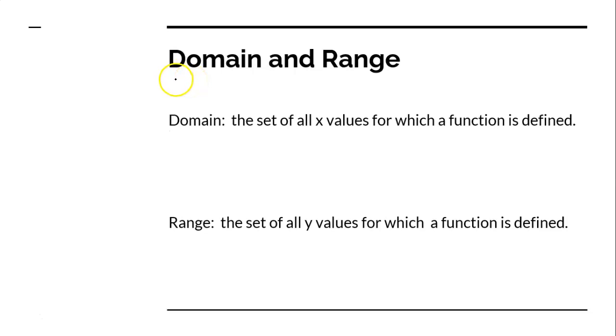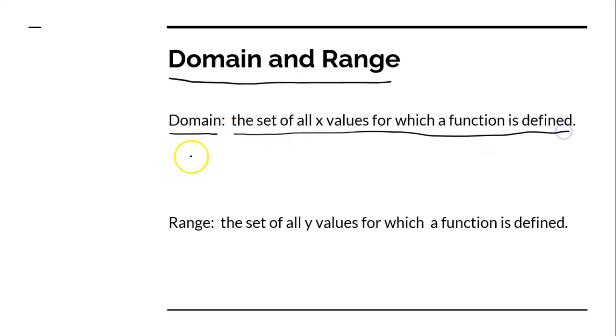Go ahead and start a new topic heading called domain and range, and we're going to start with some vocab. Go ahead and write domain. Domain is the set of all x values for which a function is defined. So we talked last time about how a function is a special type of math relationship where for each input there is exactly one output.